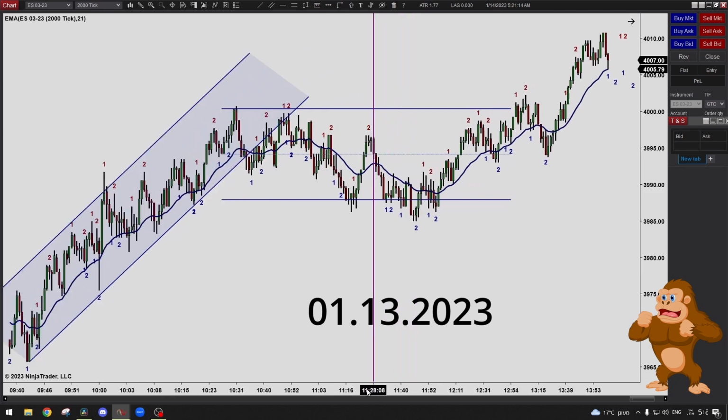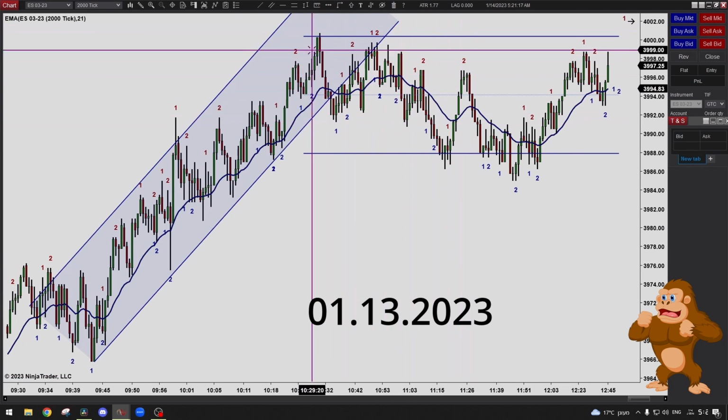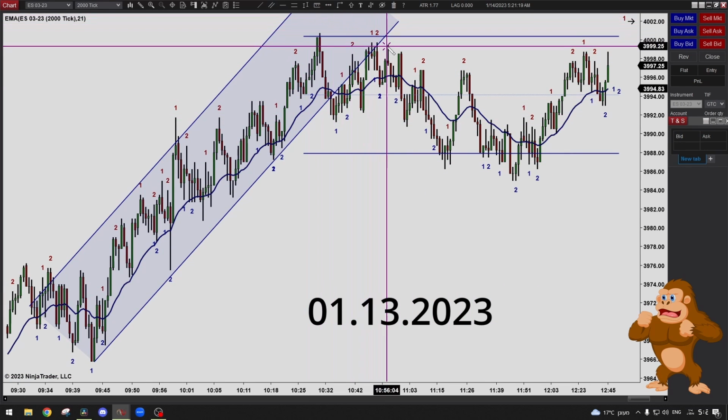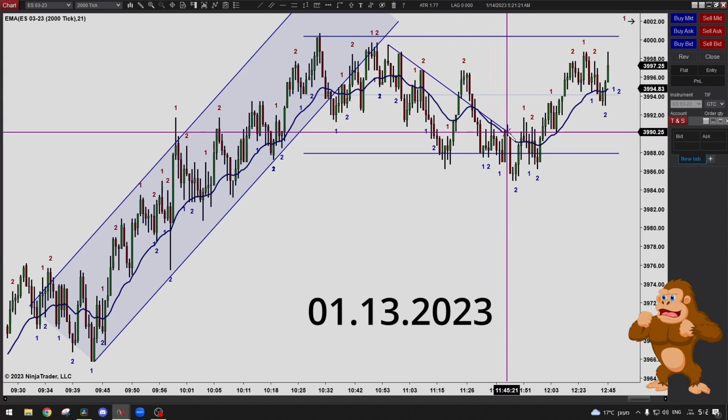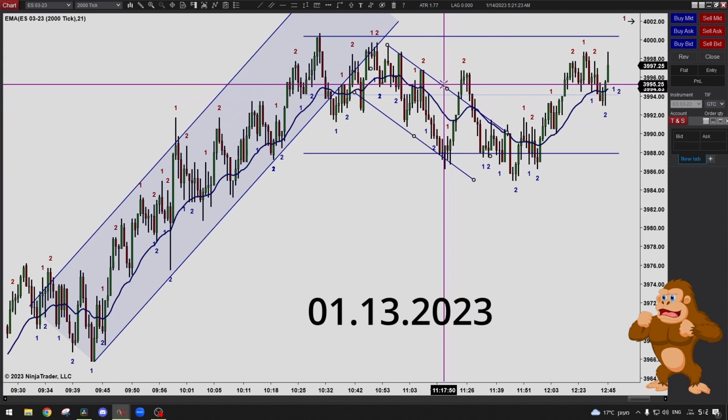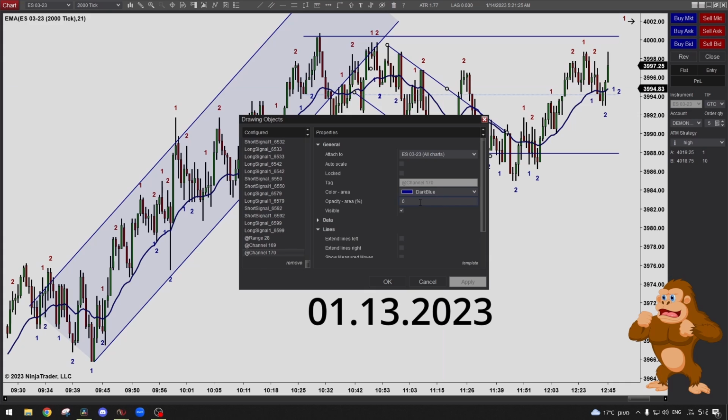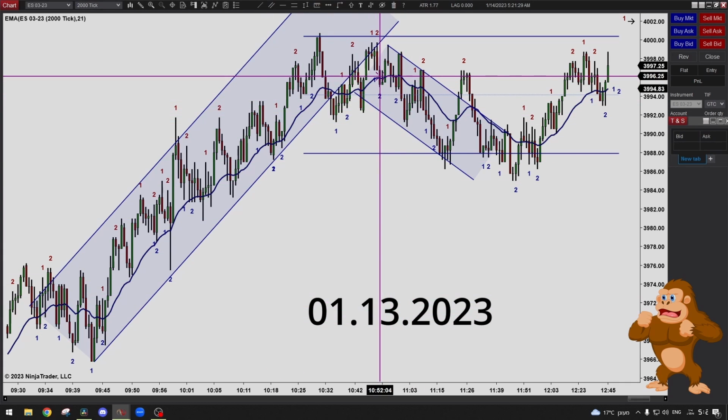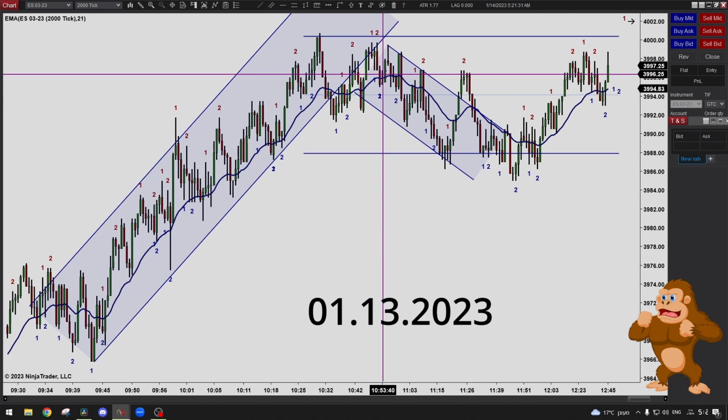and then I saw this kind of a down channel. Let me show you that. See that? Let me mark this. And I saw this as a downtrend within this range.